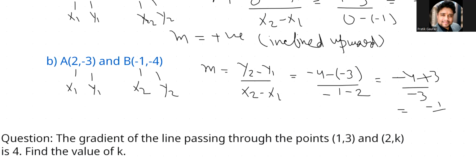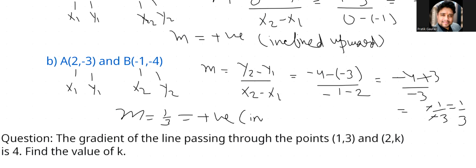So again, we are getting 1/3. That is positive. So m is 1/3, which is positive. It means it is inclined upward. In other questions, you can get cases where the slope is inclined downward, or it can be vertical or horizontal. So that we have to practice.